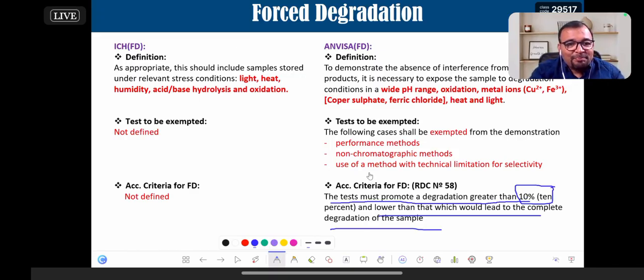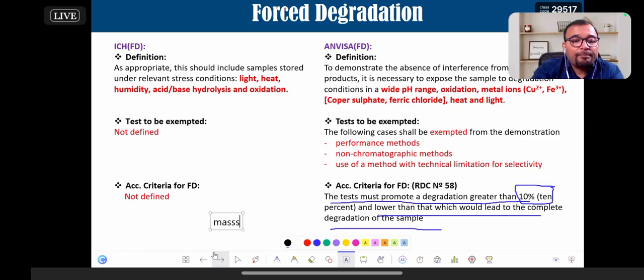Thank you so much. And there are some responses I could see in the chat box that talk about the mass balance. Yes, of course. Now the mass balance is very important for related substances or impurity testing procedure.